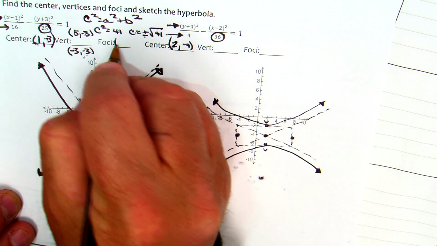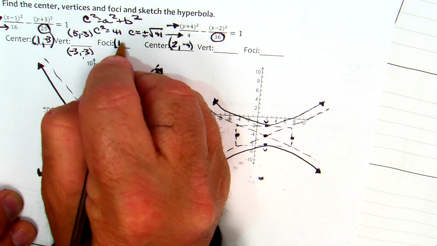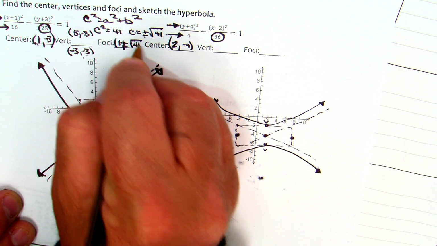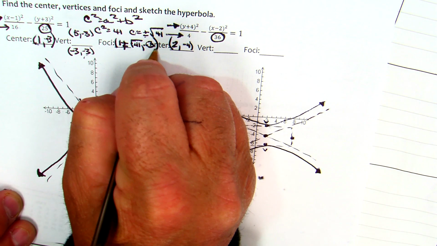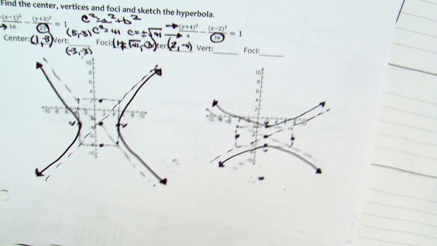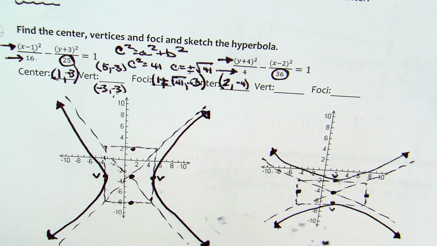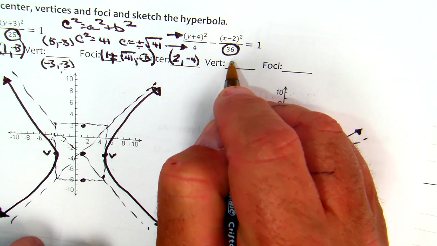So I take the center, which is 1, and I put a plus minus the square root of the value I get when I calculate C. And then, like I said, the negative 3 stays exactly the same. So it's 1 plus minus the square root of 41, over negative 3. Make sense?